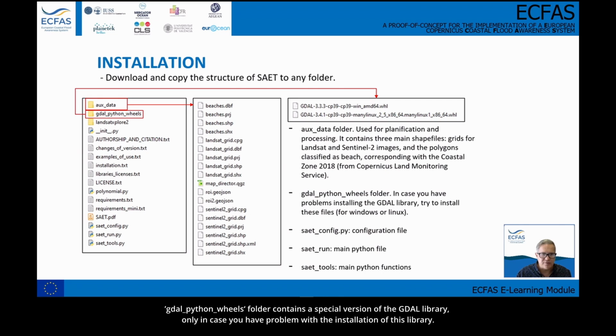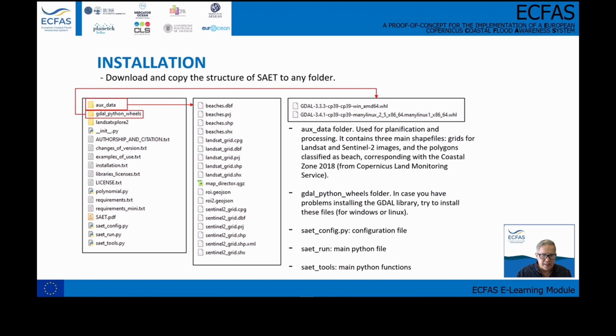The GDAL Python wheels folder contains a special version of the GDAL library, only in case you have problems with the installation of this library. The SAET config.py file is the configuration file and includes parameters that control several parts of the tool. We will see this later. The SAET tools.py file contains all the main functions of SAET. And finally, the SAET run.py file is the file that will be run on the command line to start SAET.